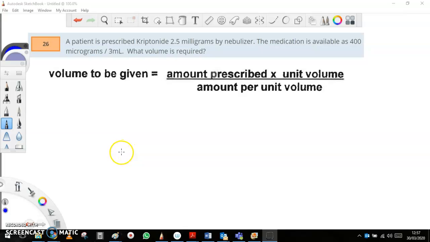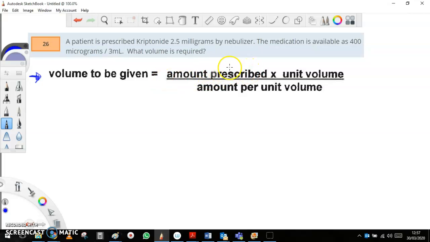Patient is prescribed kryptonide 2.5 milligrams by nebulizer. The medication is available as 400 micrograms per 3 milliliters. What volume is required? Right, now here's our formula. You have to know this one here, the formula. And so we're looking for volume. The volume equals the amount prescribed.